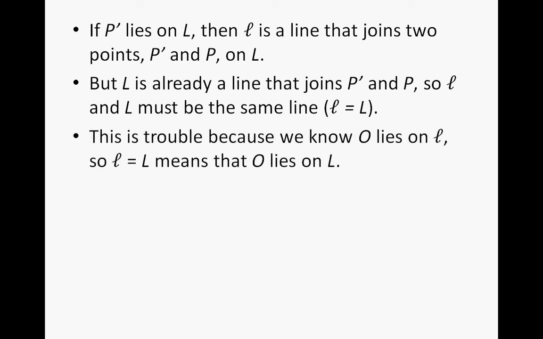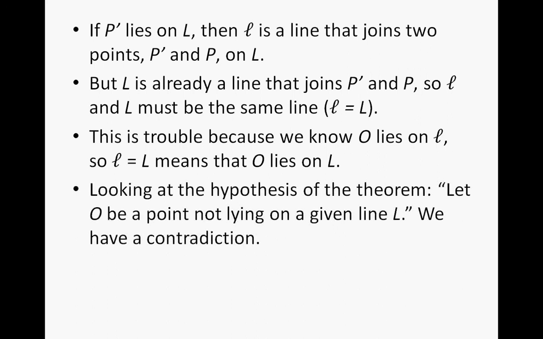But this is trouble because we know that O lies on lowercase l, and if l is the same as uppercase L, then that means O has to lie on uppercase L. But remember, from the beginning of the hypothesis of the theorem, we said let O be a point not lying on the given line L. So we have this contradiction. Based on what we're saying up here, we're saying O lies on L because O is on lowercase l. But at the beginning, we said O is not supposed to be on L, so we have a problem here.